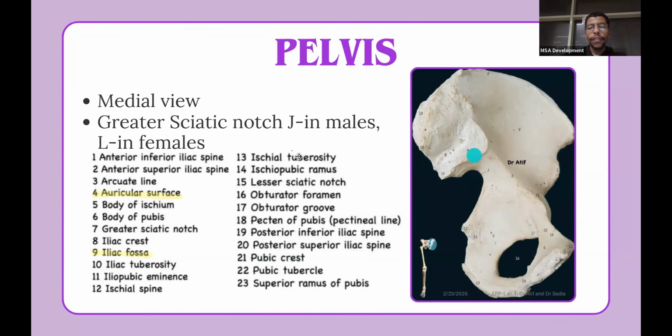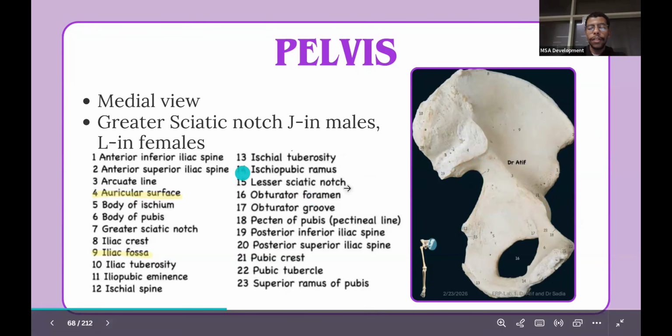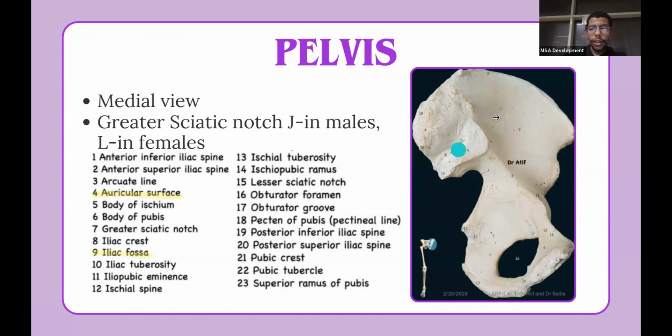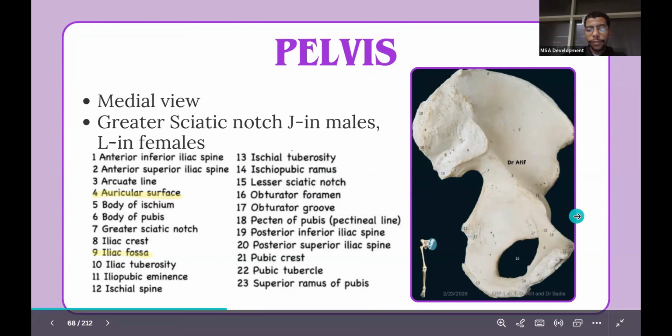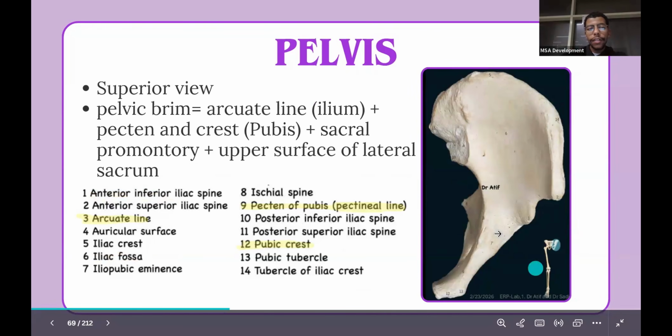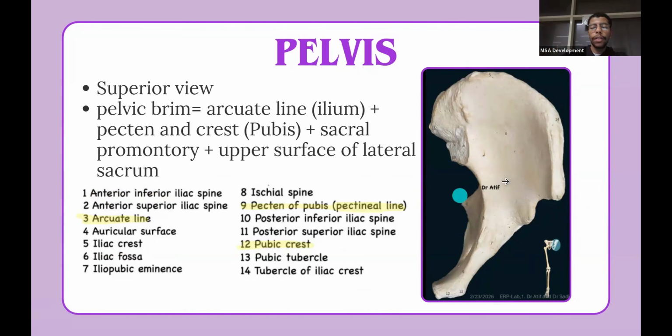Okay. So the two new things, everything here is the same as before, like from the slide before this. The two new things that we added are the auricular surface and the iliac fossa. Okay. Now, this is like you're looking at the hip from above. It's a superior view. Okay.